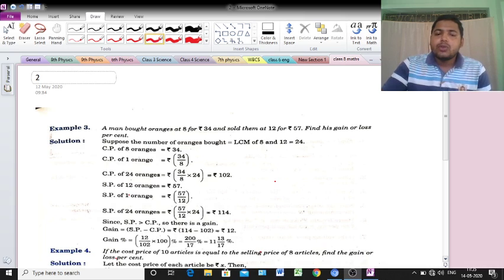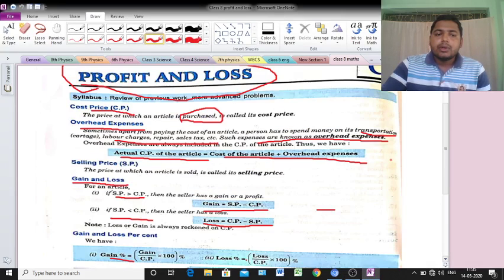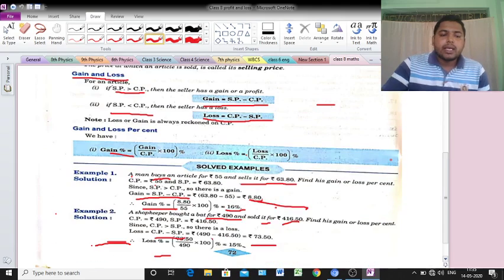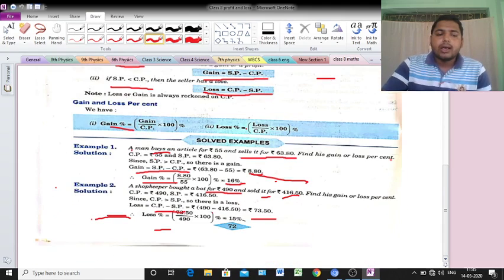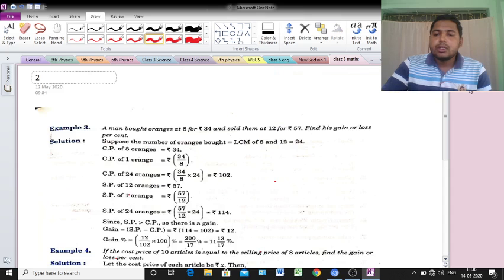Okay. So today we'll discuss the second part of profit and loss. In the last class we explained the basic definition, basic formulas, and example 1 and example 2. I hope you understood. If you have any problem you can ask, no problem. So now we discuss the remaining examples.